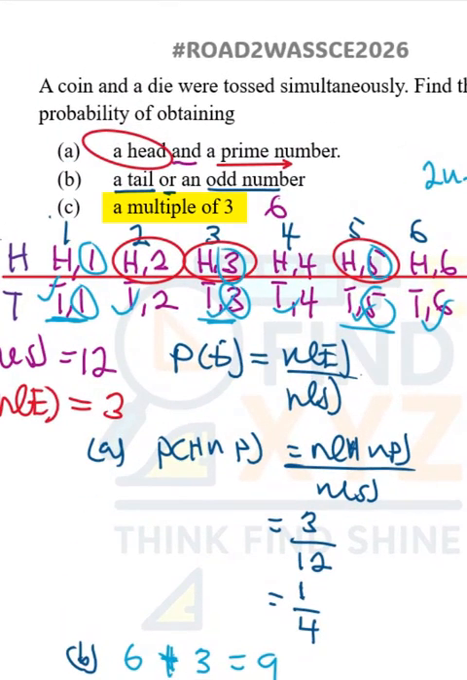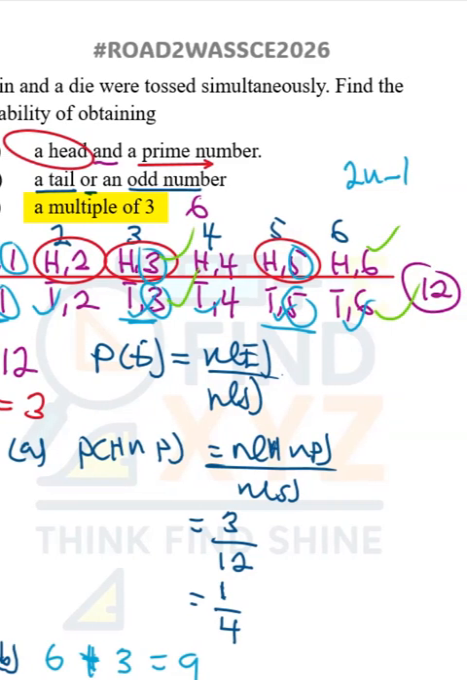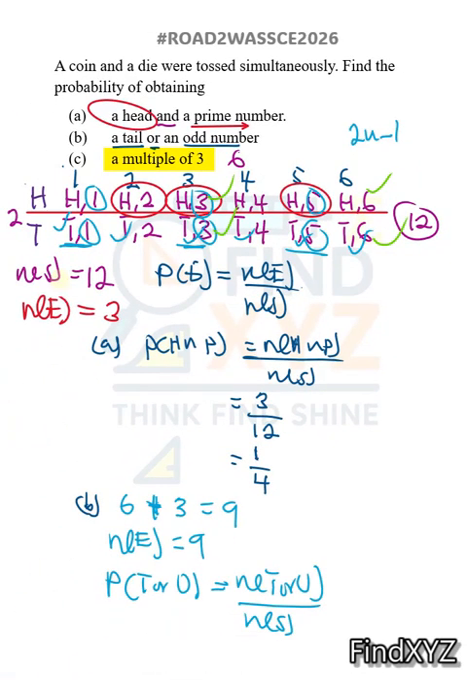We are tasked to find the probability of obtaining a multiple of 3. Now what is a multiple of 3? Multiples of 3 means let's pick 3 and multiply it. We can start with 3 by 1, 3 by 2, in that order. So with multiples of 3, we can have 3 and 6 with head, and 3 and 6 with tail. So head and 3, head and 6, tail and 3, tail and 6. How many are we getting? We are getting 4 of them. So the number of multiples of 3 is 4.